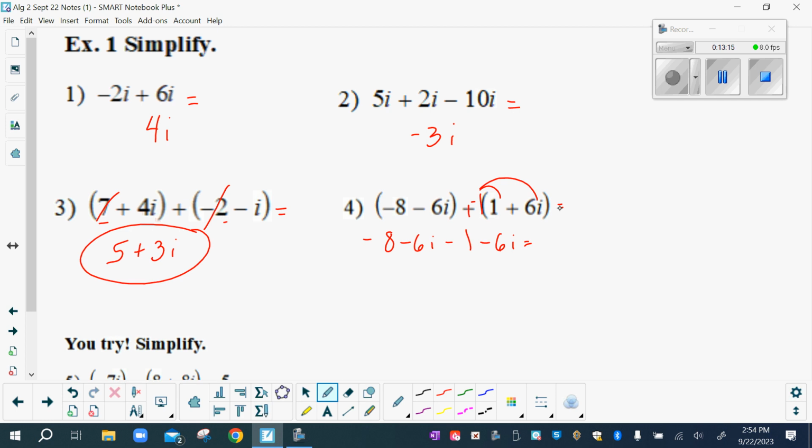Good question. So now we're going to add our like parts. Kira, can you tell us what that would be? Good. So she added these two together, get -9. And then these two to get -12i. And she gave it to me in standard form. Perfect. Go ahead and do these.